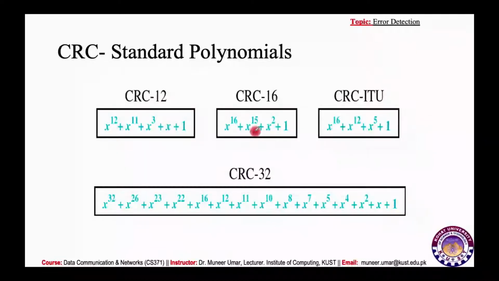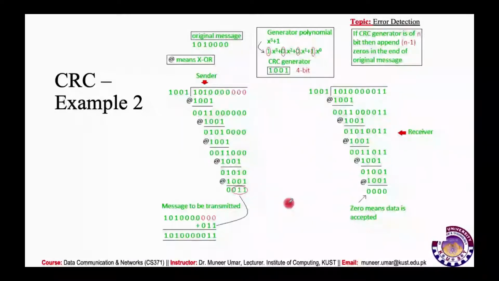These are some standard polynomials. For CRC 12, we have this divisor. For CRC 16, for CRC ITU, and for CRC 32, we have this polynomial. We have one another example.